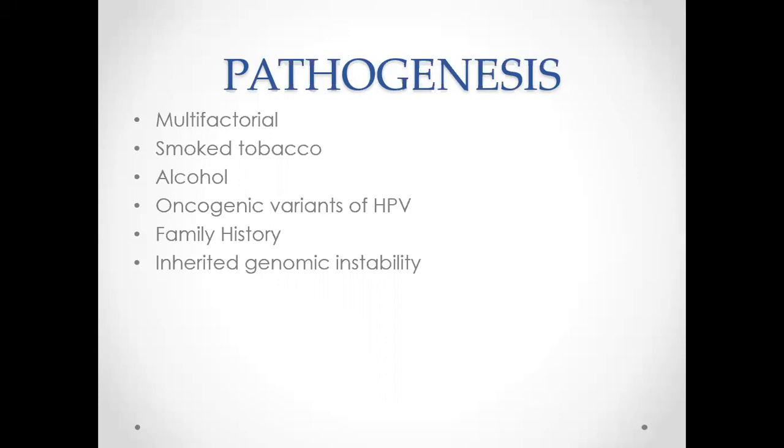Then there may be family history. Patients having family history are more likely to develop carcinoma of the oral cavity. And sometimes patients with inherited genomic instability syndromes, like Li-Fraumeni syndrome, in which there is a defect of DNA repair, are also more likely to develop carcinoma of the oral cavity. The use of pan, or betel nuts, is also a causative factor in development of squamous cell carcinoma of the oral cavity.